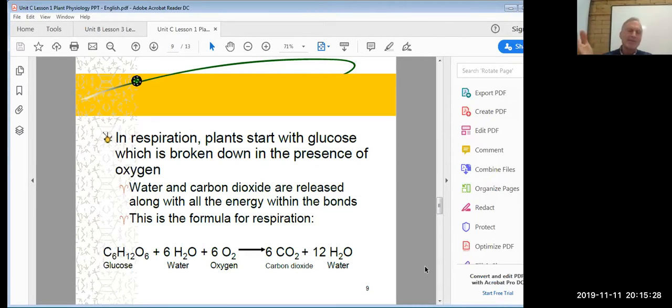And plants do respiration too. They do the photosynthesis to create their food, but then they also burn that food for their processes of growth and metabolism, all the things that they do. So does that make sense?